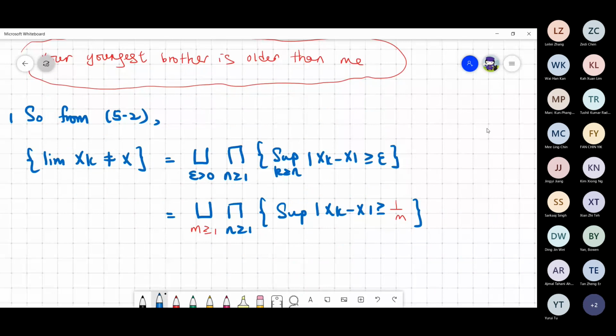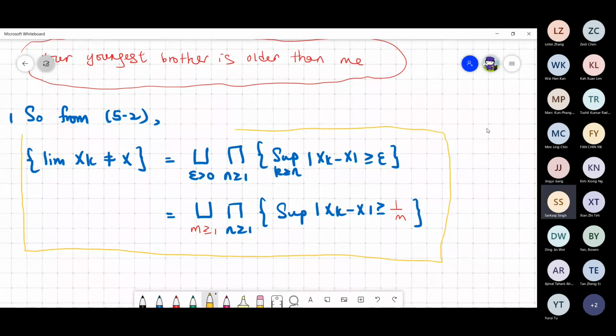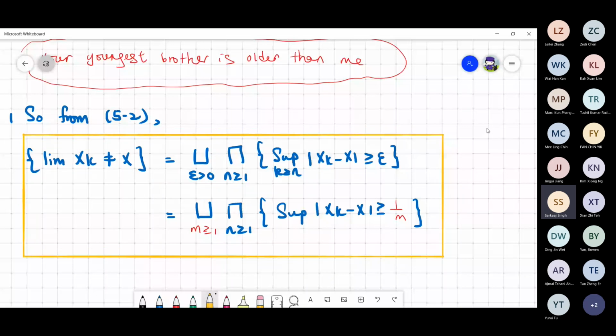Okay, so we just do it slowly. From equation 5.2, you can proceed to these equations. At this point, does it matter whether the sup is in or out of the curly bracket? Can you please repeat and speak louder, please? Sorry, does it matter if the sup is in or out of the curly brackets?